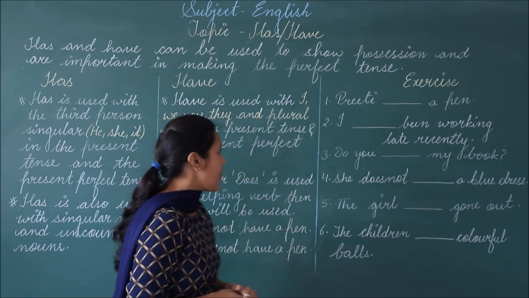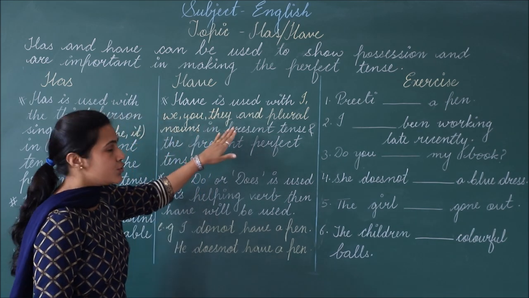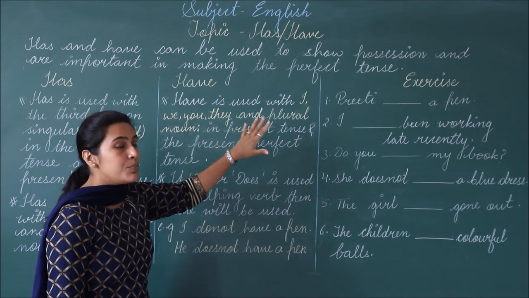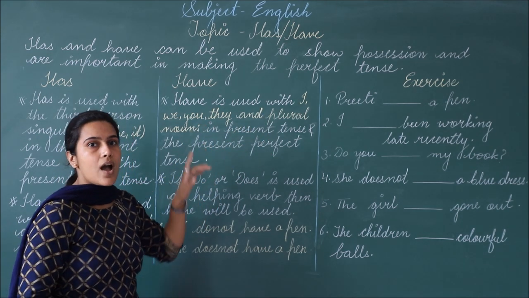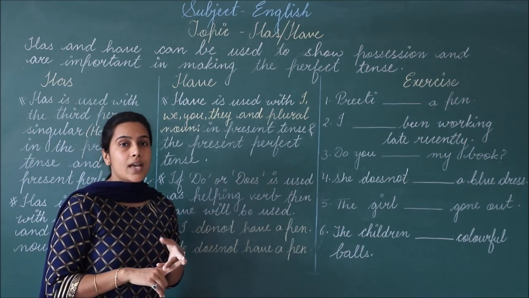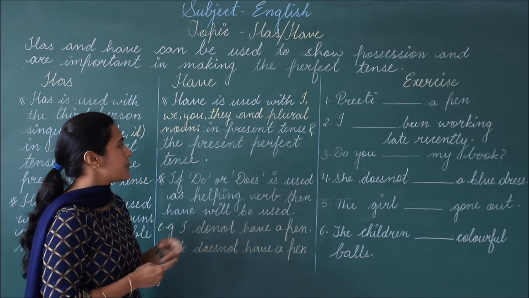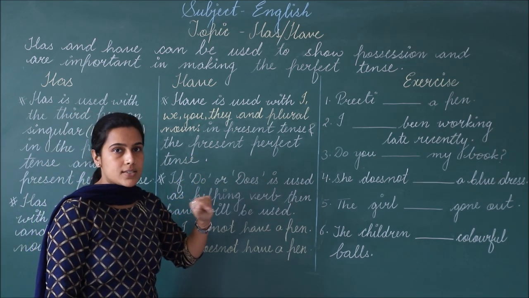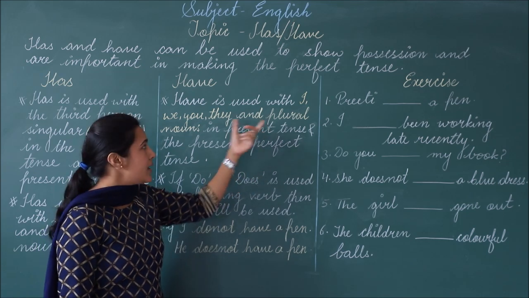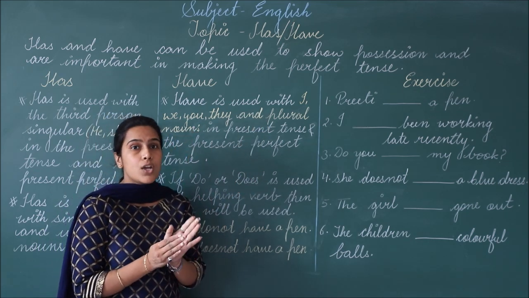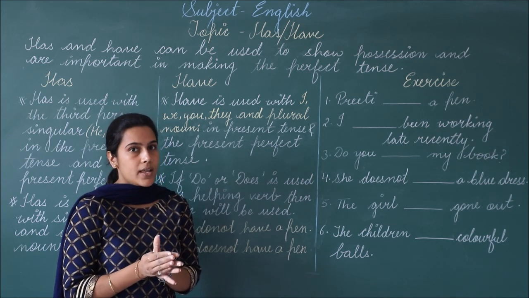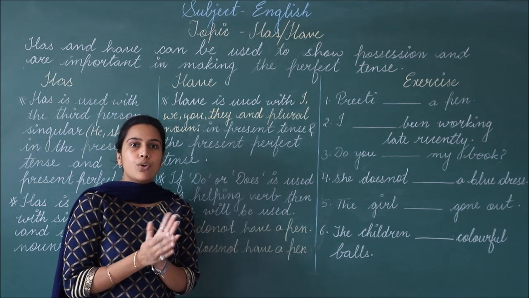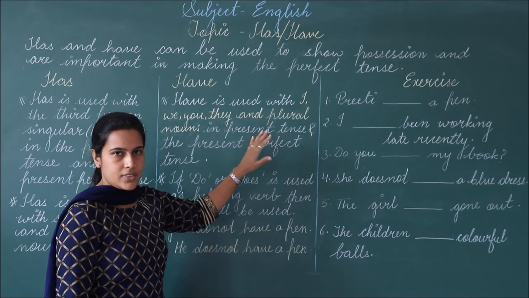Now we will understand about have. Have is used with I, we, you, they and plural nouns. हम have को I, we, you, they and plural nouns के साथ use करते हैं. In present tense and we also use it in present perfect tense. And as you all know that I and you is an exception case because I and you होते तो singular हैं, but when we use a helping verb with them they are treated as plural. So we use have with them.